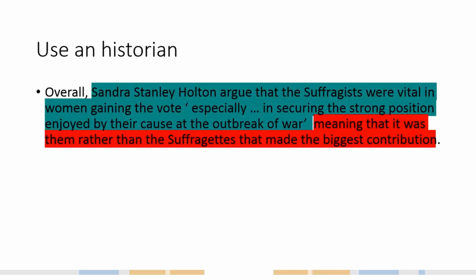And then the final example here is where you use a historian. So overall, Sandra Stanley Holton argued that suffragists were vital in women gaining the vote, and then her quote, especially in securing the strong position enjoyed by their cause at the outbreak of war. And there's your judgment, meaning that it was them rather than the suffragettes that made the biggest contribution. So those are your 4 examples, and again you might want to use any of these examples in the essay that you're going to be writing.